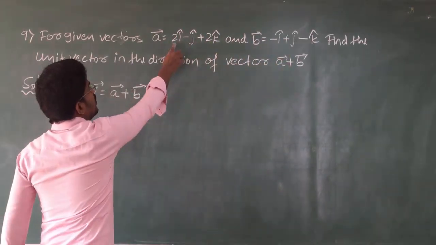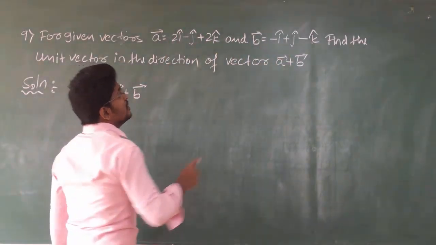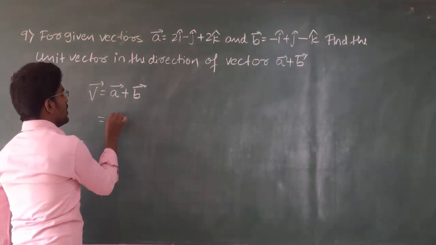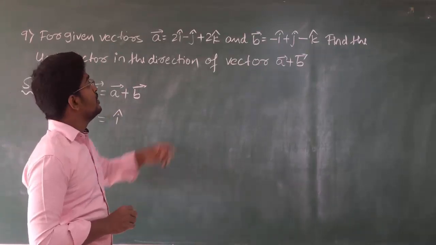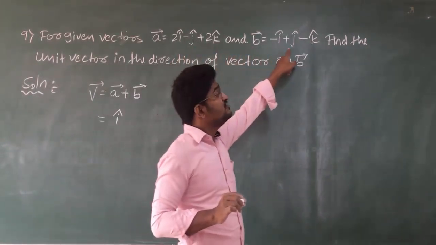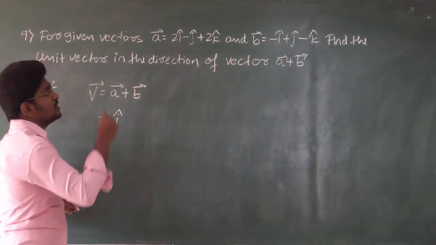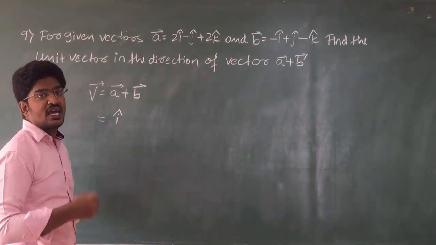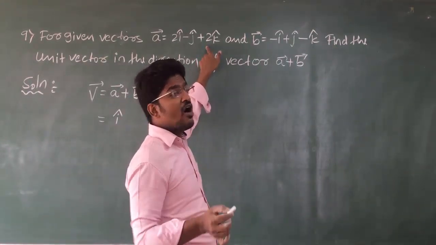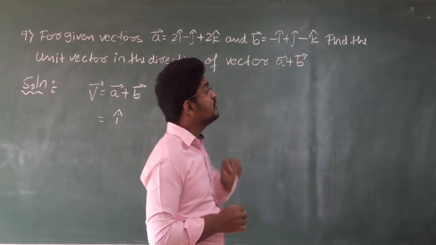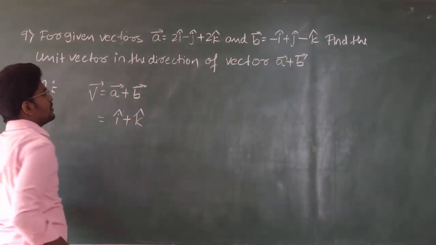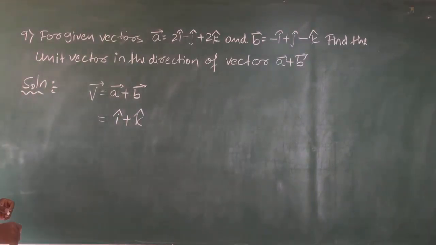So that is 2i cap plus minus i cap will be how much? It will be i cap. Clear? Minus j cap plus j cap will be how much? Minus j cap plus j cap will be cancelled. Plus 2k cap plus of minus k cap will be how much? It will be plus k cap. Clear? So this is your vector V.